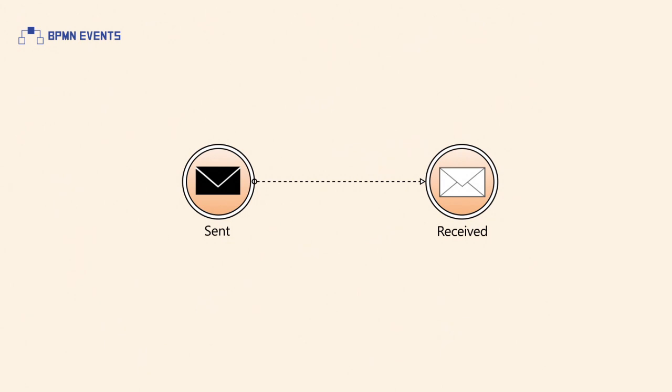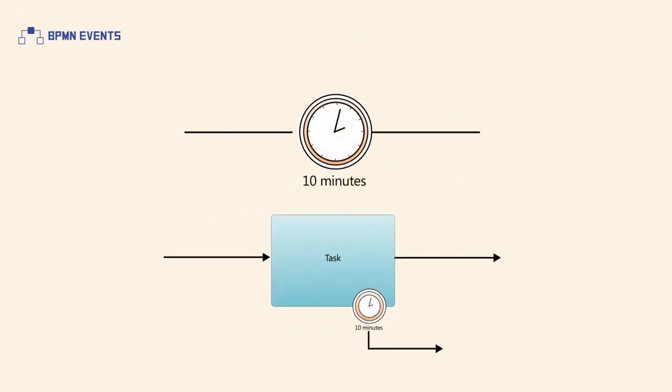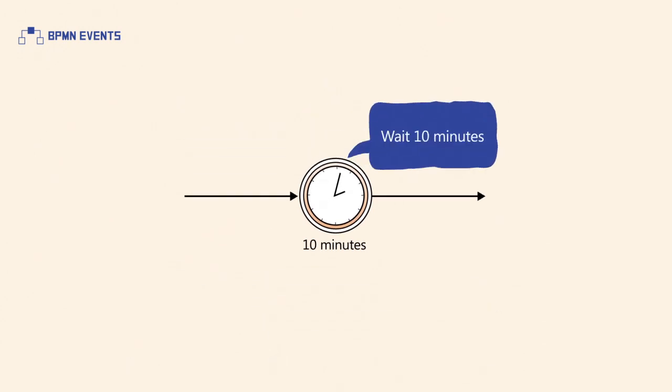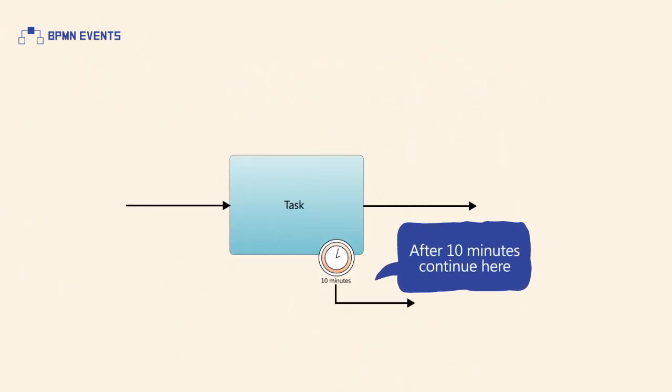A catching event can also be positioned within a process control flow or on the border of an activity. When positioned within a process control flow, it represents a waiting mechanism. On the other hand, when positioned on an activity border, it represents a control flow redirection mechanism.